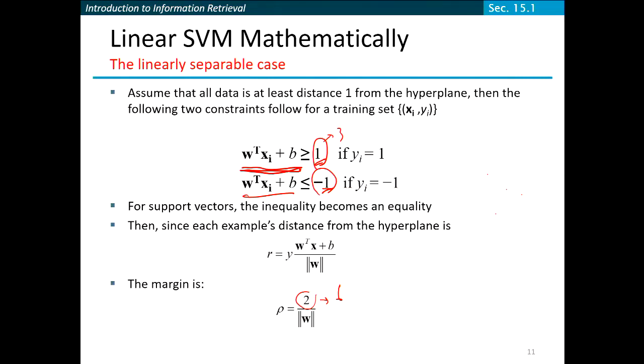So rho is actually the margin, so we want to maximize the margin. The numerator being a constant doesn't matter. So the optimization is essentially the same. That's why, to make things simple, we just use 1. And here you got 2.